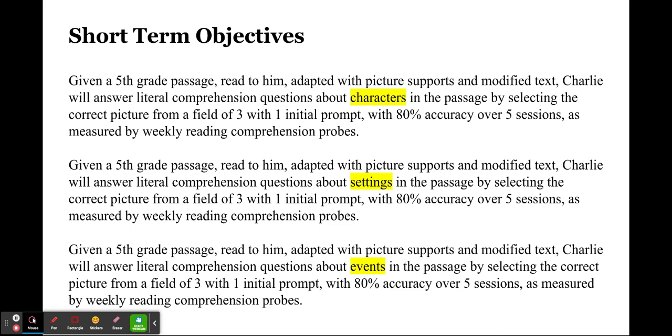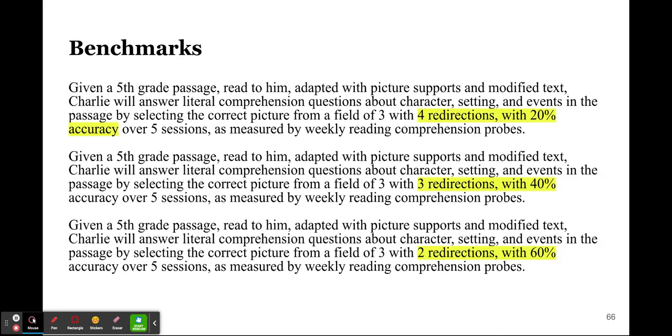It's not the same as the next one, which is a benchmark. In a benchmark, we change the criteria. So for this goal, we might say that the student will choose from a field of 3 with 4 redirections at 20%. Remember, on our goal, we wanted to get him to 80%. So if you notice, as the benchmarks increase, we're reducing the number of redirections and we're increasing the percentage that we would like to see him reach.